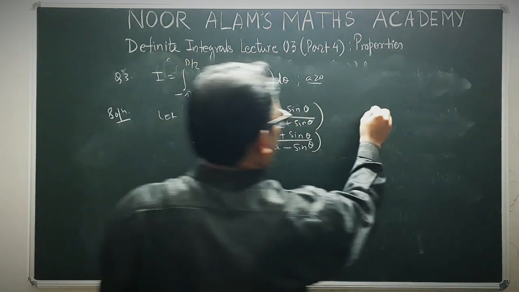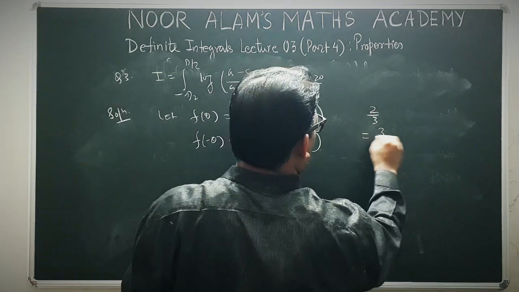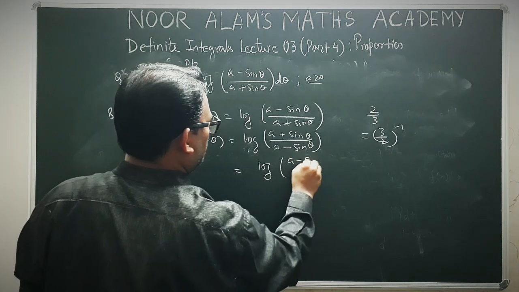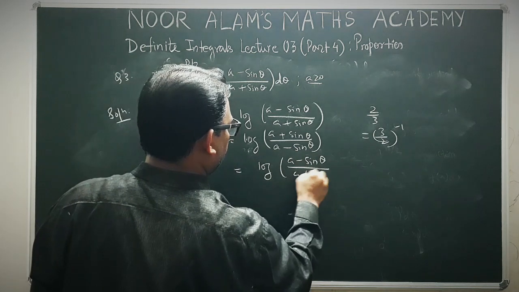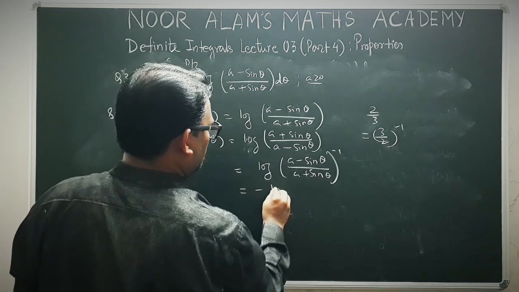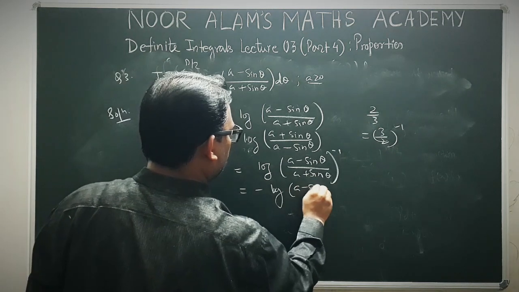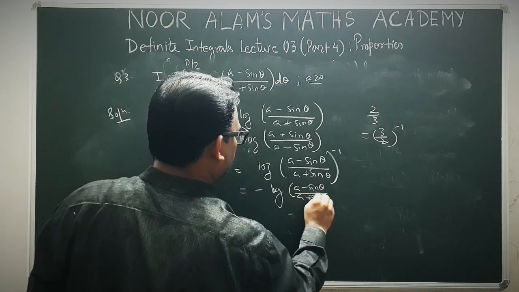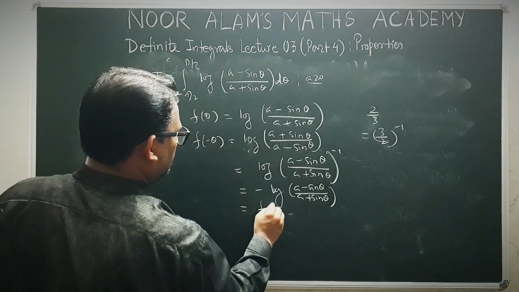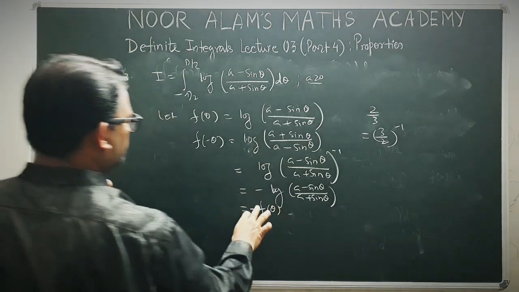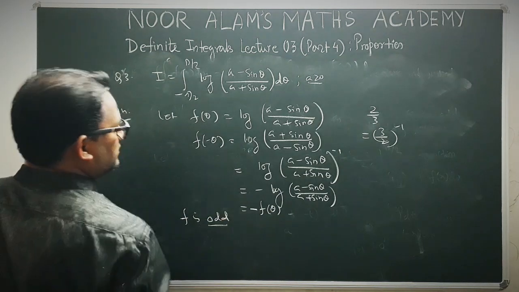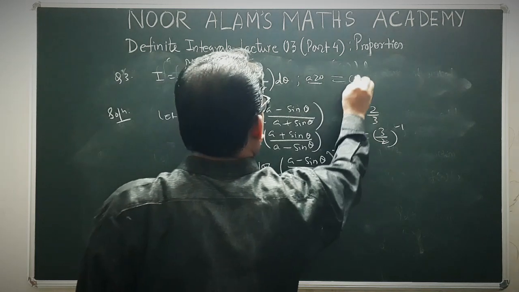You know that if you have 2 by 3, you can also write 3 by 2 with power minus 1. We apply the same law of indices here. We can write (a minus sin theta) by (a plus sin theta) whole power minus 1. So we can write log of (a minus sin theta) by (a plus sin theta), but this is our original function f of theta. So you can write it as f of theta with a negative sign. Now what do you observe, what type of function is f? F is an odd function. Since f is an odd function, no need to integrate. Answer is 0.